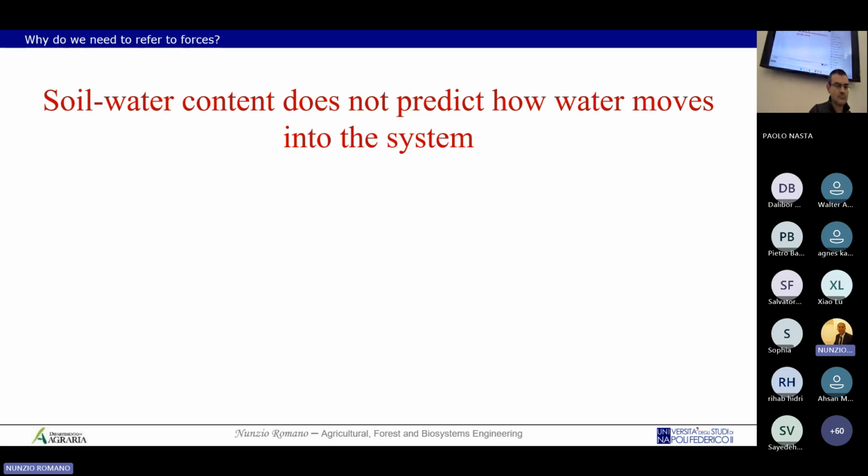preliminary slide saying that saltwater content does not predict how water moves into the system. This should be clear, and we can play with some exercise just to show that this statement is really true.